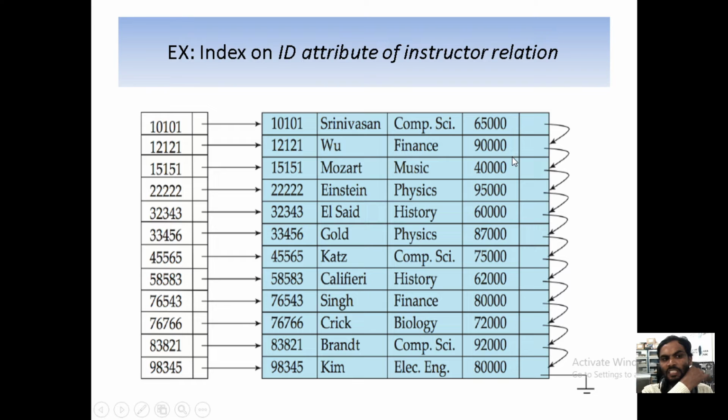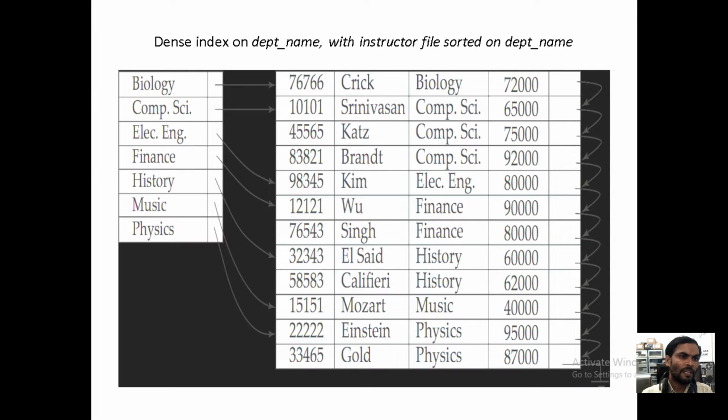Means when you are searching records with the help of instructor ID, after searching, again it is going to the second record. Again it is pointing to the second record. Means internally it is pointing to the n number of records under your table. It is possible under the dense index.